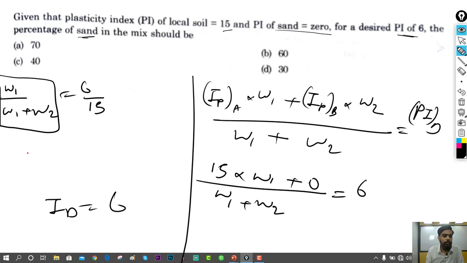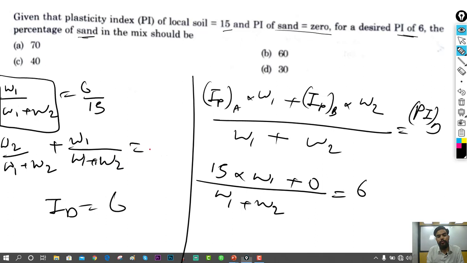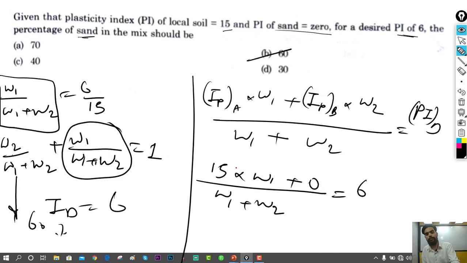So what we will do, we will add W2 divided by W1 plus W2 plus W1 divided by W1 plus W2 equals to 1, and we have this value. So with the help of this value we can find this value. So this value comes out to be 60%. So our correct option is option B.